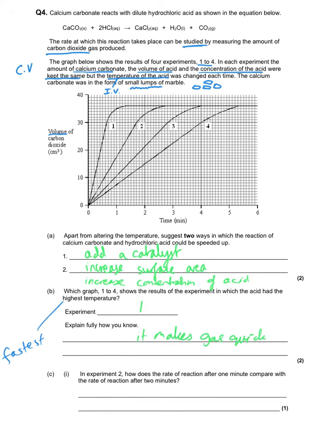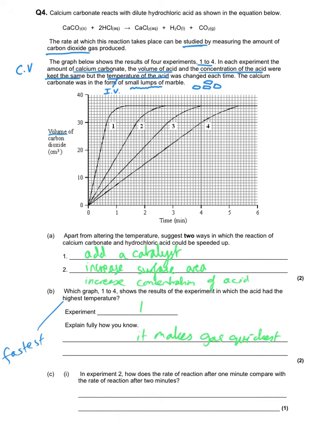And we can tell it makes gas the quickest because if you were to stop and inspect how much gas had been made after, say, 1 minute, well, not very much, less than 10, about 10, maybe about 15, more than 30. So experiment 1 has clearly made gas the quickest.